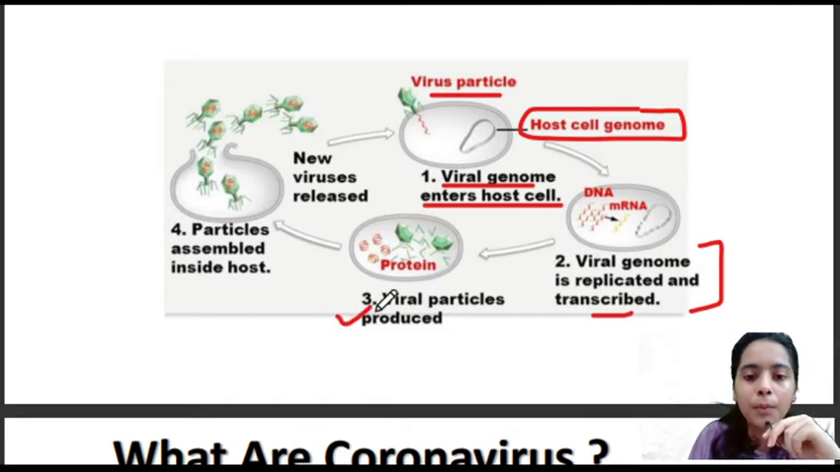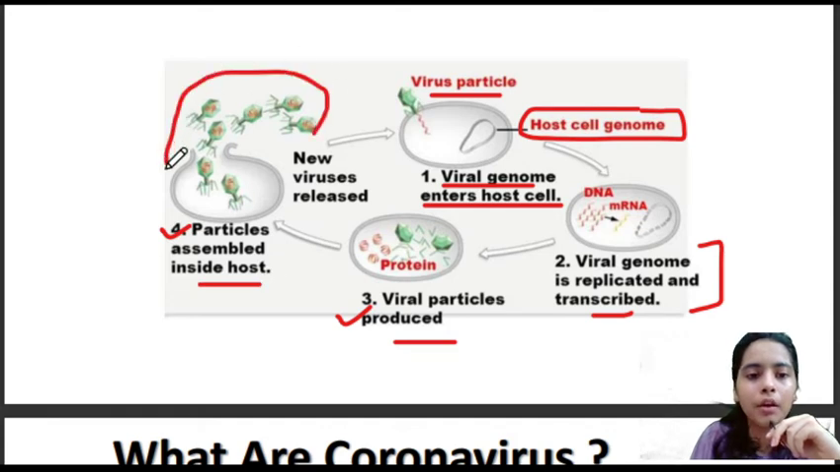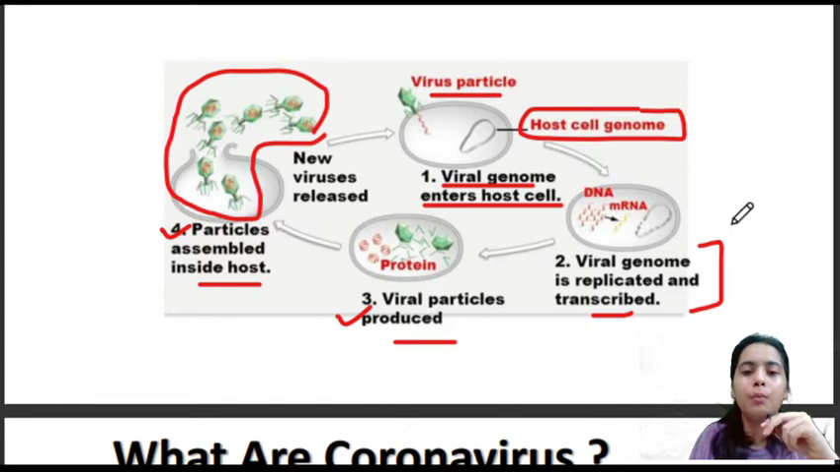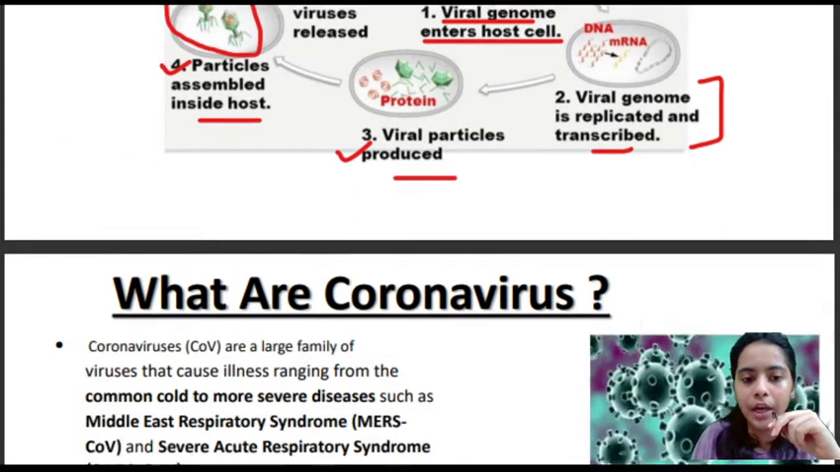The third point: viral particles are produced. Here they make more of their own kind. The fourth point: particles are assembled inside the host, a lot of particles, you may say. A new virus is released into the atmosphere. So this is the entire cycle that takes place when the virus enters the body.